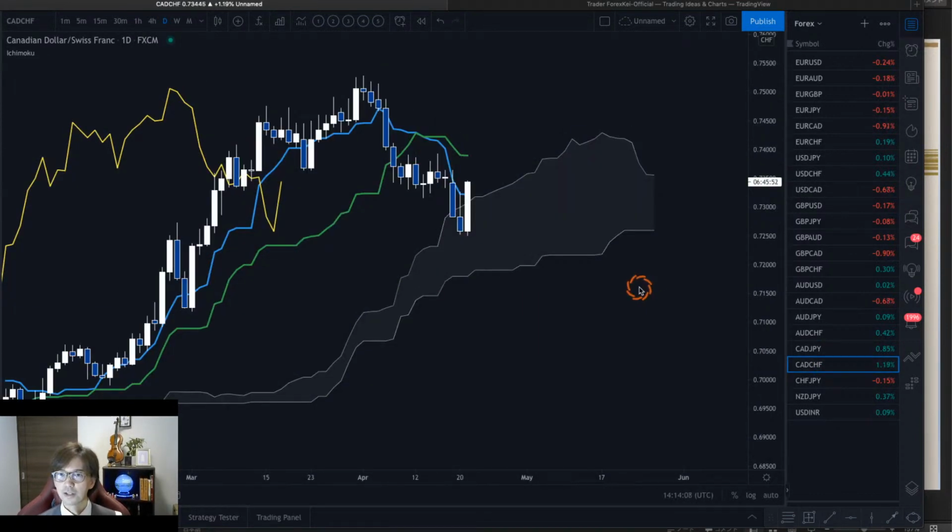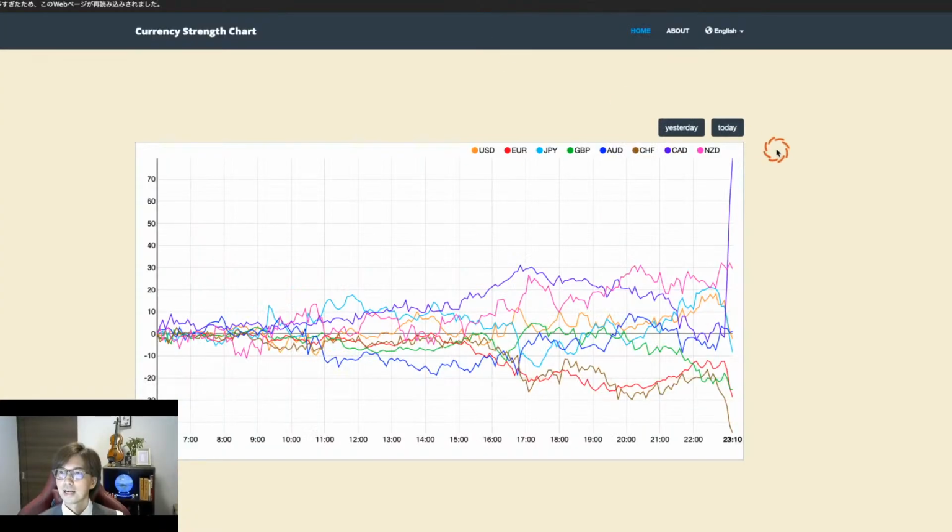And CAD CHF also, this is sloping down. There was a CAD looks like to be bold. Let me check the currency trend chart now. Yeah, so looks like the CAD has been strongly bullish and Swiss franc is bearish at the moment. So I can see that the CAD Swiss franc has the most volatile market.